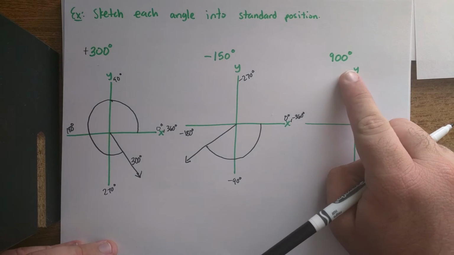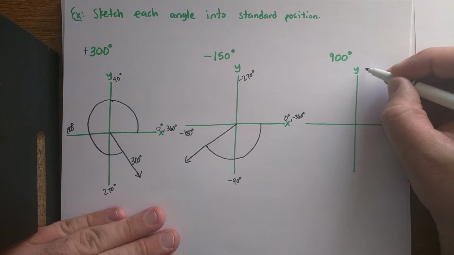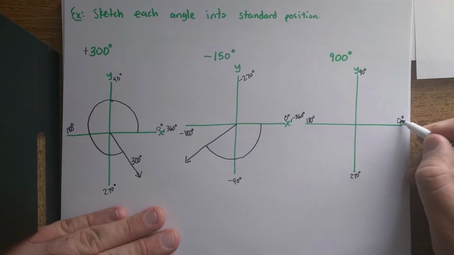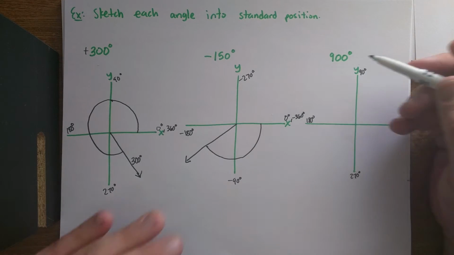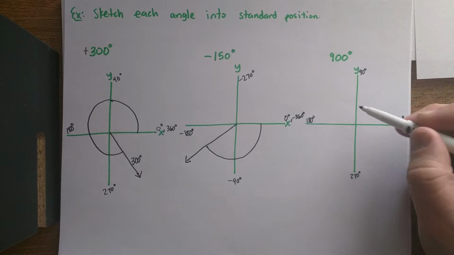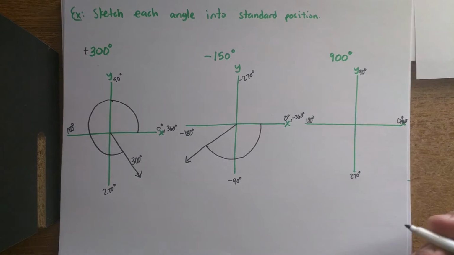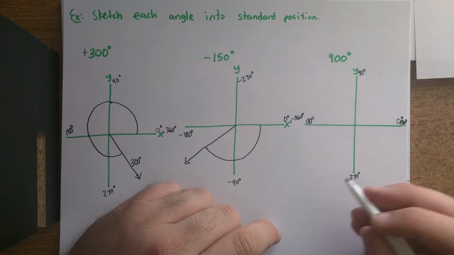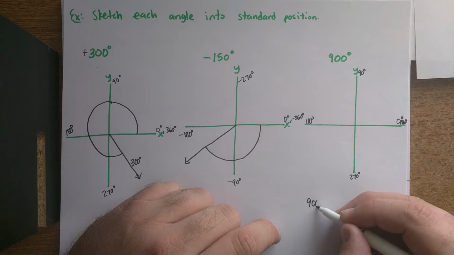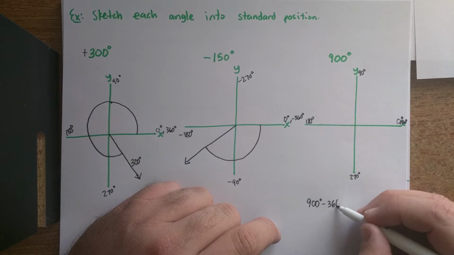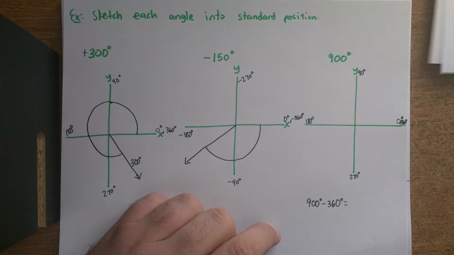Okay, let's try 900 degrees out. 0, 90, 180, 270, 360. Now 900 is definitely bigger than 360, and you're allowed to kind of loop around. So let's think about how many full circles are within 900 degrees. How can we figure that out? Well, we can take 900 degrees and subtract 360 and see what we get.